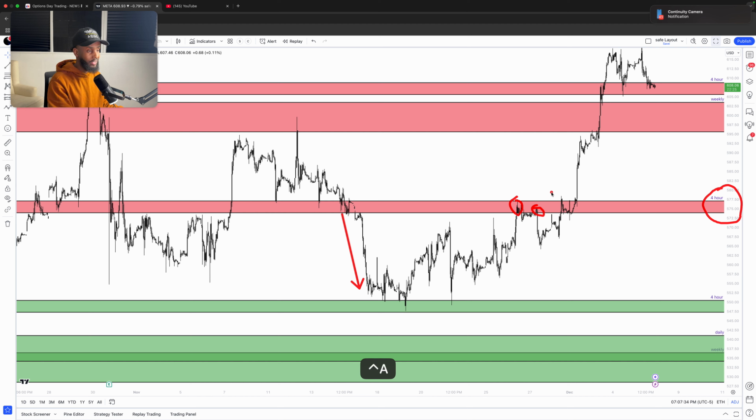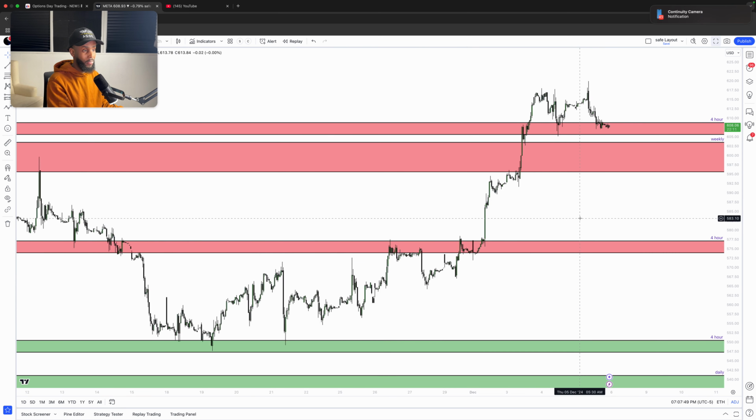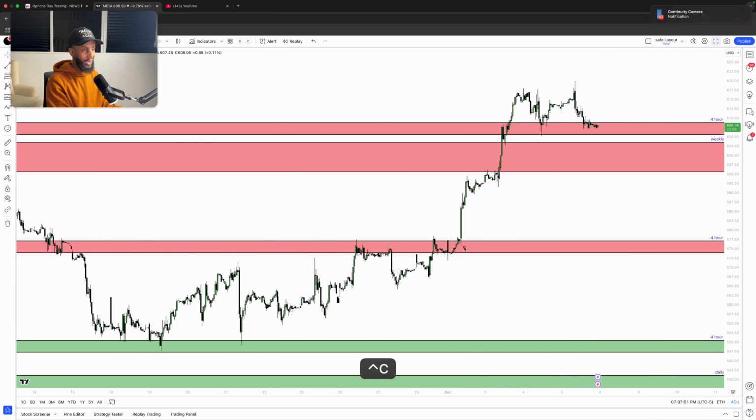Once I see Meta start to break above that 4-hour level, I no longer am thinking short, but I am thinking long. I am only looking for long opportunities now. When Meta starts to come higher, it starts to trend higher and comes to this next resistance level, a lot of people buy shorts hoping this thing will come down.